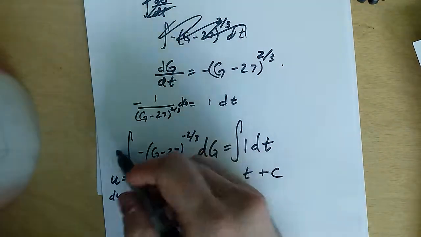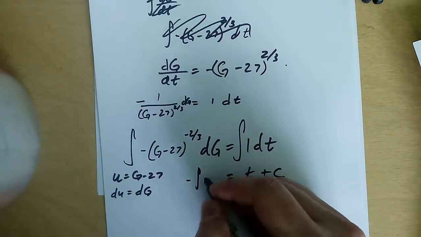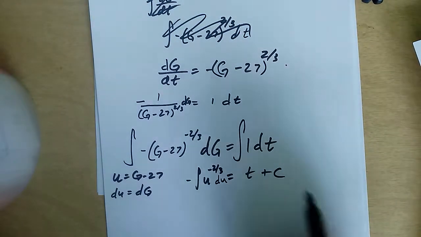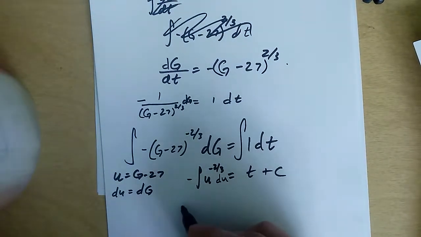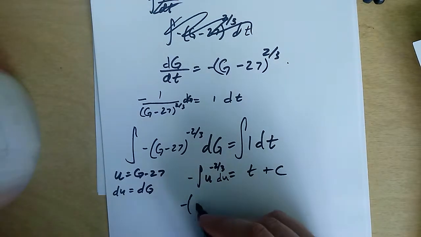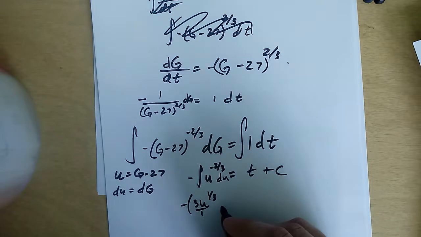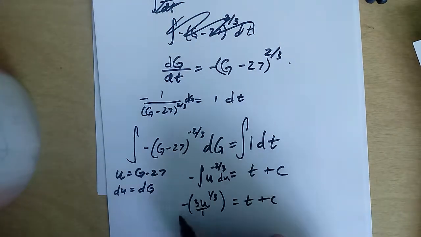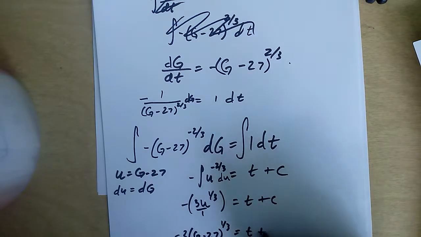So I could say this is, and I'll bring the negative out front, negative u to the negative 2/3 du. So when I integrate that, I'll have negative u to the 1/3 times 3 over 1 is equal to t plus c. So then I can say negative 3 times (g minus 27) to the 1/3 is equal to t plus c.